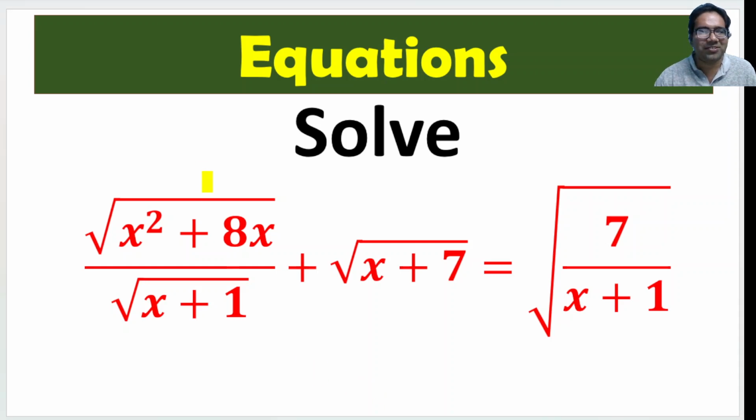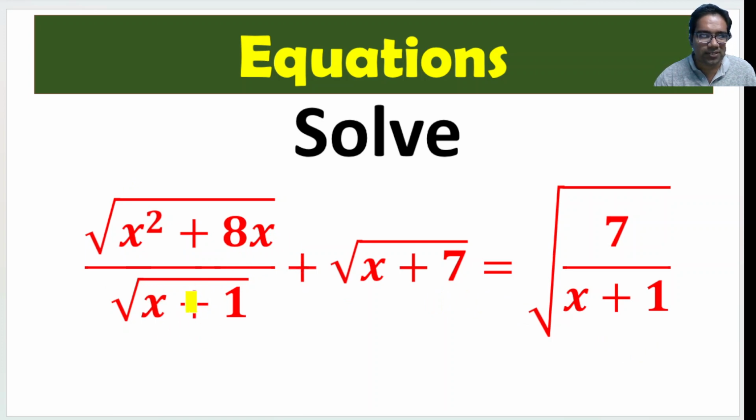Hi friends, let us solve this equation. We have (√(x² + 8x))/(√(x+1)) + √(x+7) = √7/√(x+1). Now, if you see here, there is x² + 8x.